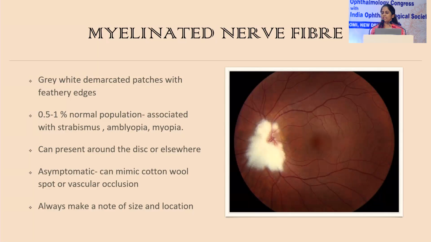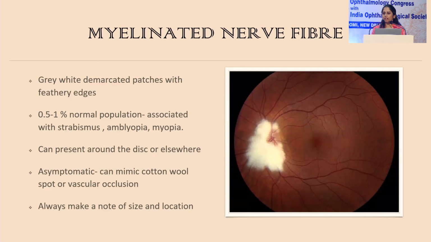So suppose you see this picture in a patient. Sometimes even patients are referred with these conditions thinking it might be a cotton wool spot or a vascular occlusion, because a large myelinated nerve fiber is sometimes confusing and misleading. So the clinching points here are that it will start at the disc. Usually it has a very feathery margin at the end. It can be present at the disc or even away from the disc. It will usually appear as a white, elevated or yellowish lesion.